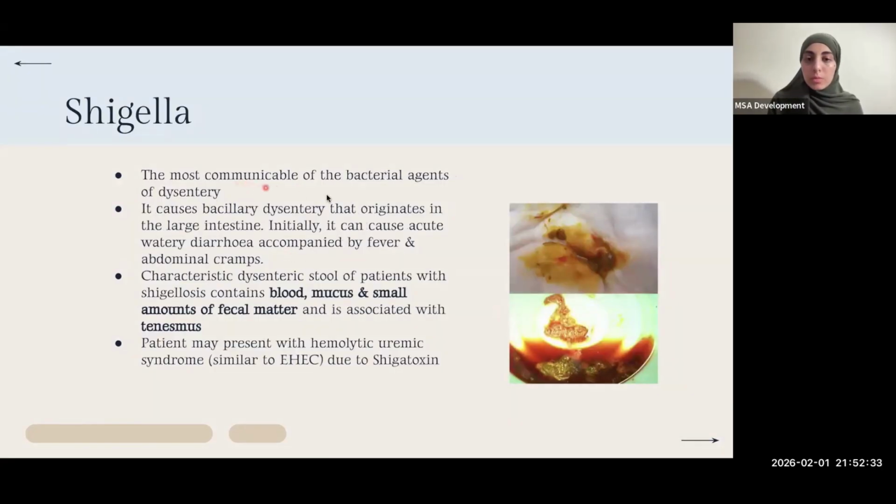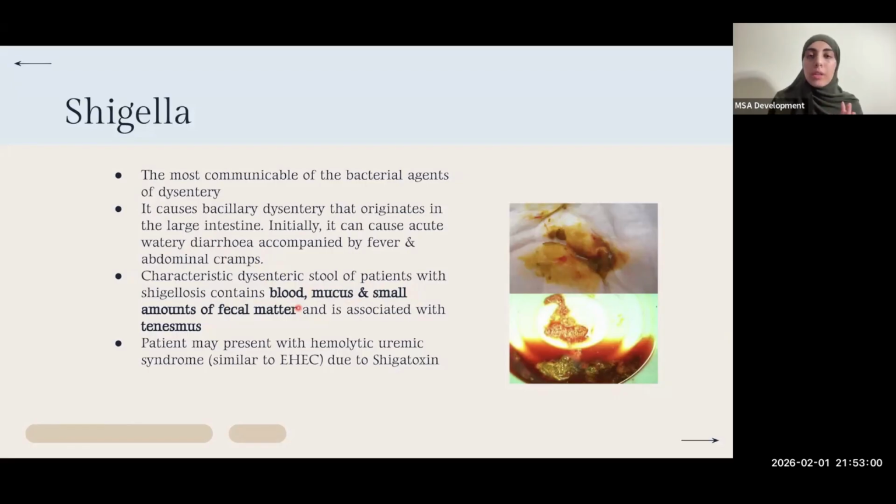Okay, Shigella is the most communicable bacterial agent of dysentery, and it causes acute diarrhea. It may be watery, but mostly it is bloody mucoid, with a small amount of fecal matter. Why is it a small amount? Because Shigella goes to the large intestine, okay? Any diarrhea that originates in the large intestine is only a small amount of fecal matter.